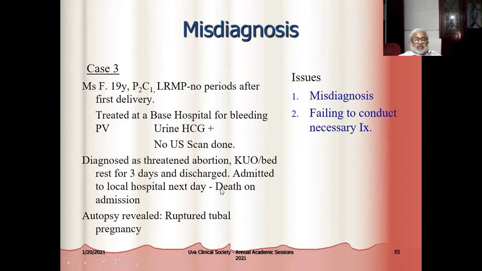But unfortunately, she was admitted to a local hospital the next day and found dead on admission. Autopsy revealed ruptured tubal pregnancy. Again, misdiagnosis due to failing to conduct necessary investigations.